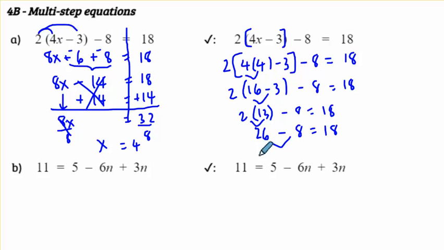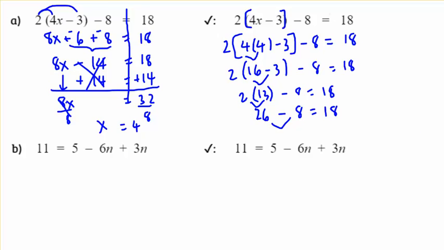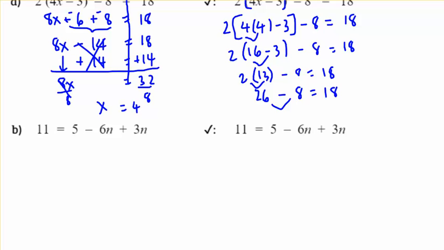All right, looking at all this, I hope I have enough room. Actually, you know what I can do? I can just, cool. All right, now I do have enough room. Okay, I'm going to draw my river for 11 equals 5 minus 6n plus 3n. And I need to combine some like terms.